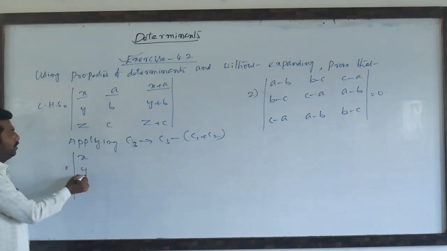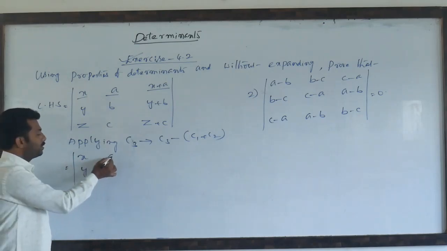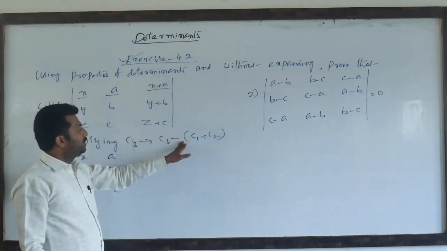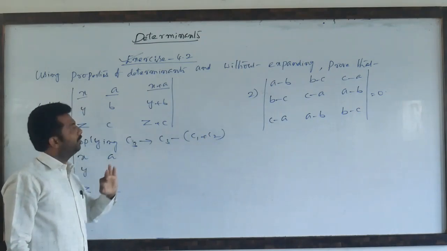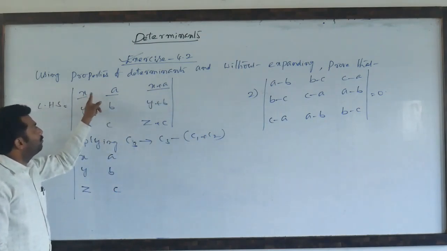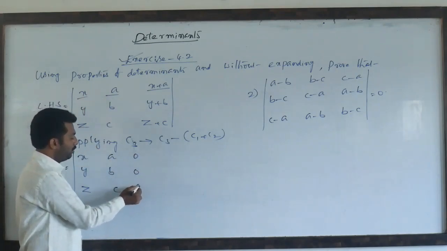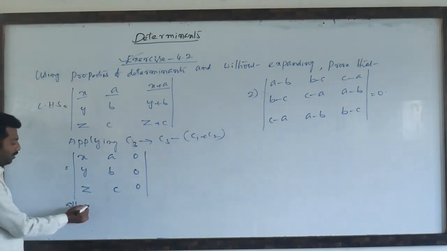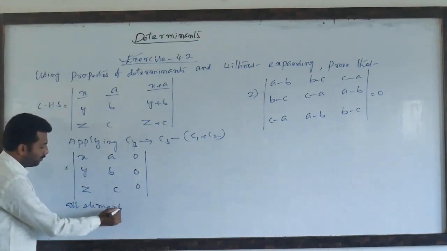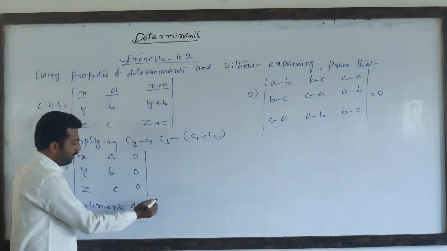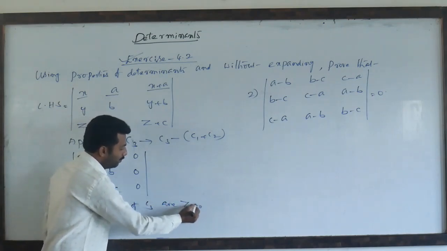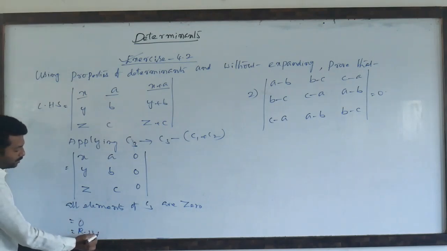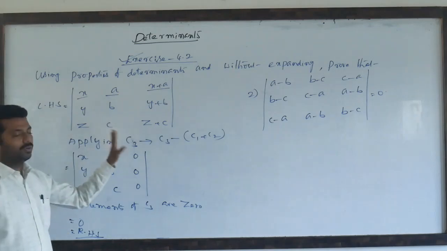This is x, y, z and this is a, b, c. All the third column elements minus the sum of the first and second corresponding elements: x plus a minus (x plus a) is 0, and the rest are 0 too. I told you, if all the elements of any row or any column are zeros, this determinant becomes 0, which is the RHS part. Therefore, this determinant equals 0.